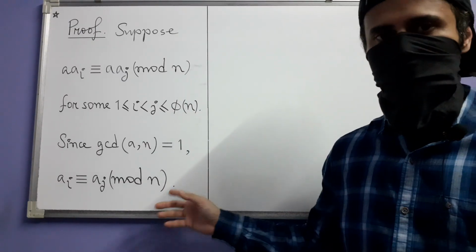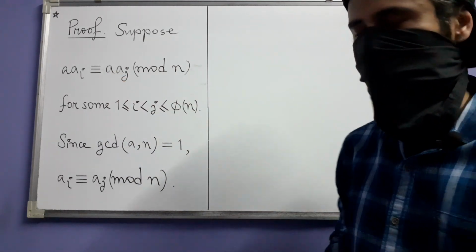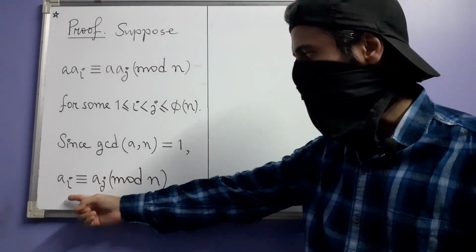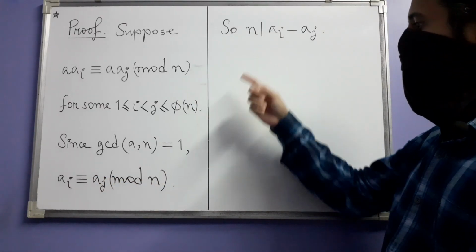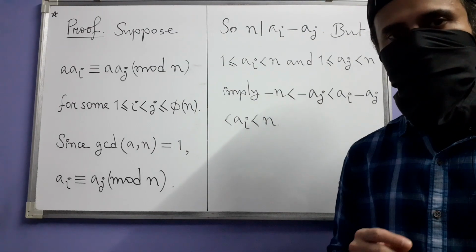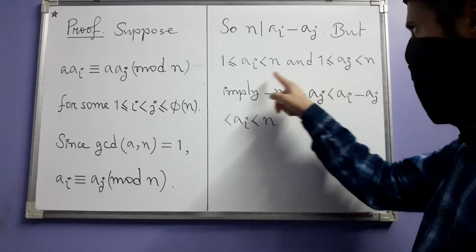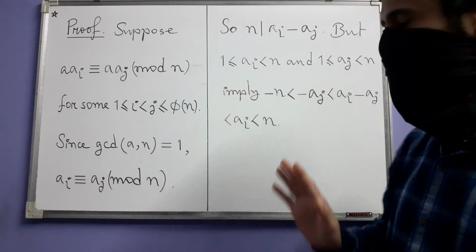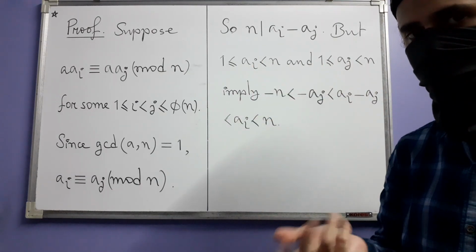This is what we get, because a and n are relatively prime. So by the theory of congruences, you can cancel a from both sides, obtaining this congruence, that ai is congruent to aj modulo n. So this means n divides ai minus aj. Now what do we know about the integers ai and aj? Namely, they are positive integers, so greater than or equal to 1, and they are both less than n. Relatively prime to n also, but right now we just need these four inequalities.